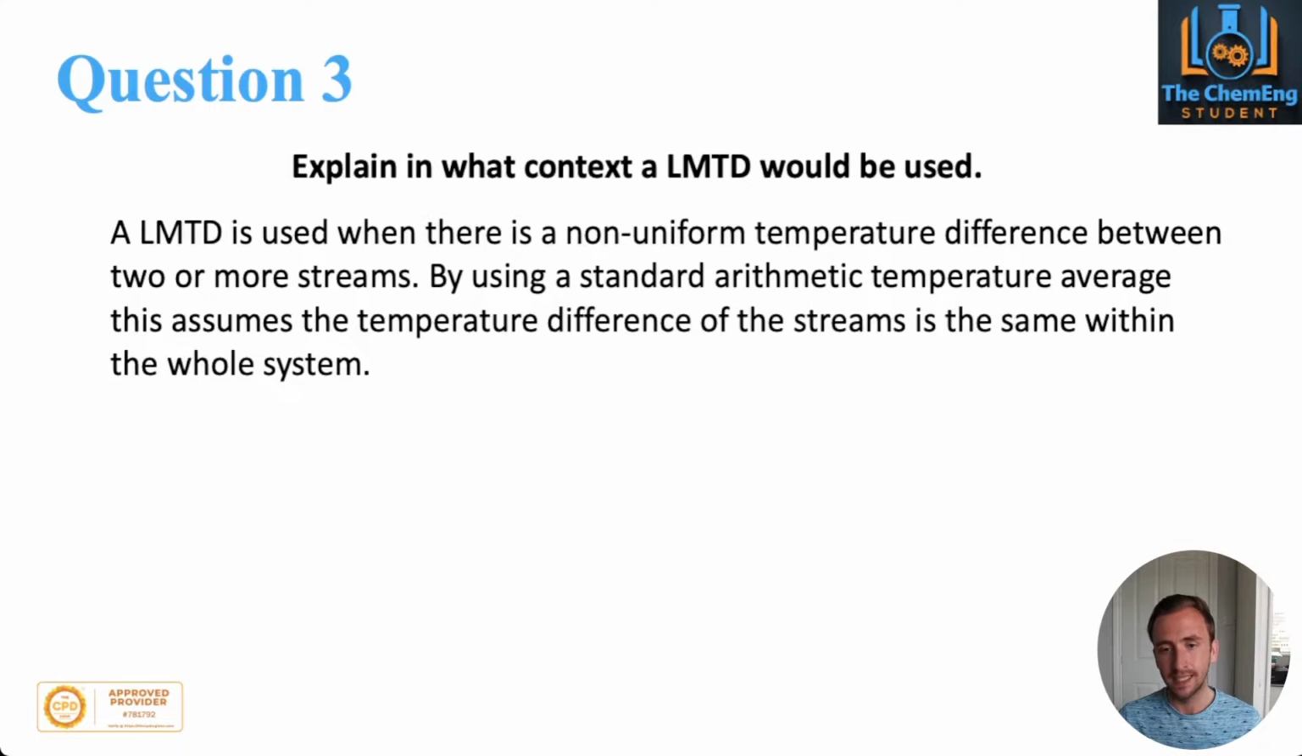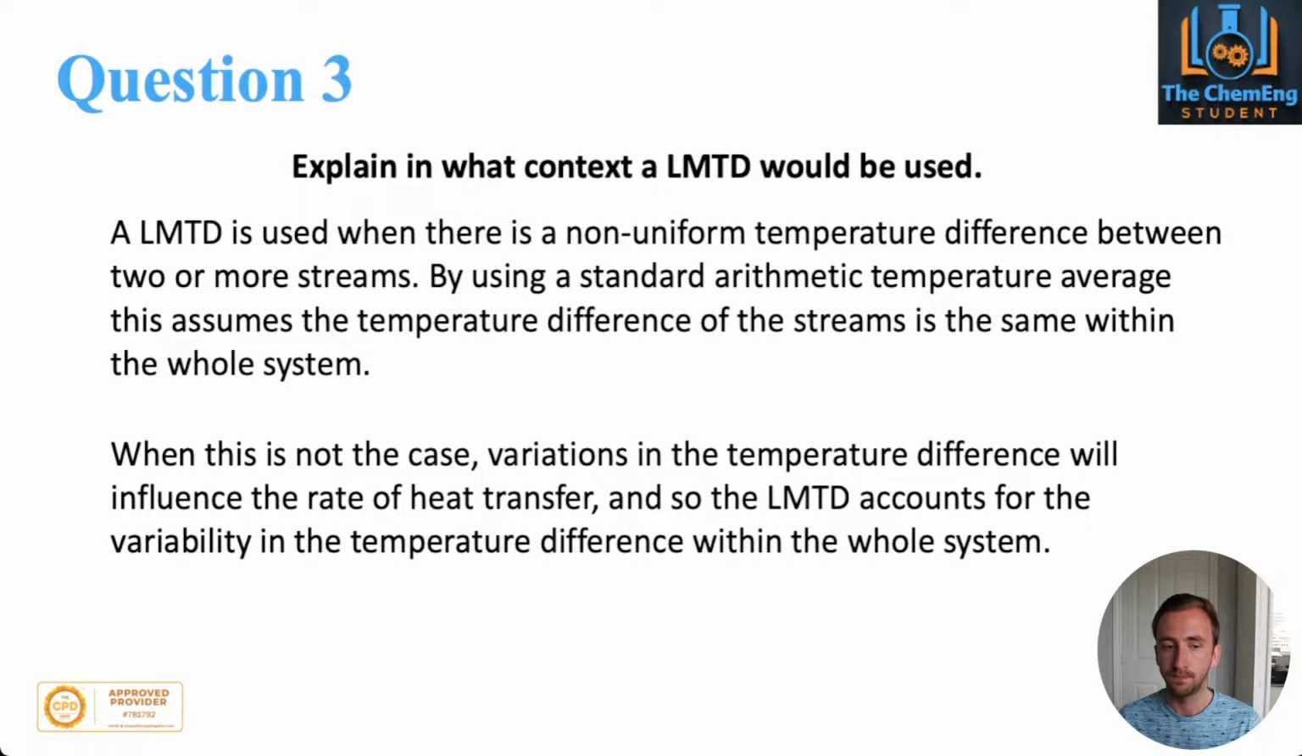Now if we use the standard arithmetic temperature average, so we take the inlet temperature, the outlet temperature, divide it by 2, then what this assumes is that the temperature difference throughout the entire heat exchanger is the same. Now that in theory would work, but in reality that doesn't necessarily happen, especially when you have parallel or cross current flow. You can get away with a counter current flow, but when it comes to parallel and cross current, you have to use a log mean temperature difference.